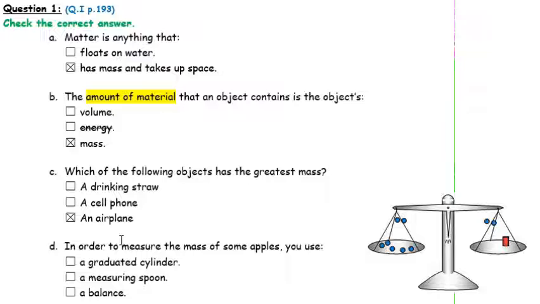Part D. In order to measure the mass of some apples, what do we use? Do we use a graduated cylinder? Do we use a measuring spoon or a balance? Do you remember the exercise that we solved about the mass of the truck and the blocks? What did we use? Yes, perfect, good job. We used a pan balance with two pans in it. So, a balance is used to measure the mass of some apples.